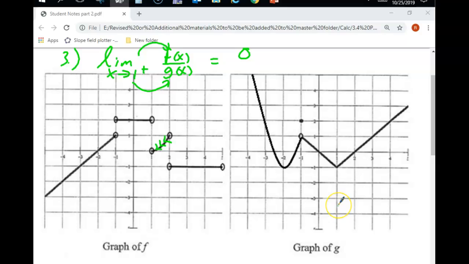There's 1. So we want to come at it from the right. It's approaching a y value of -1. And therefore the final answer would be 0. Now if the bottom was 0, that would be undefined, right? All right, so you guys do the second student practice set there.